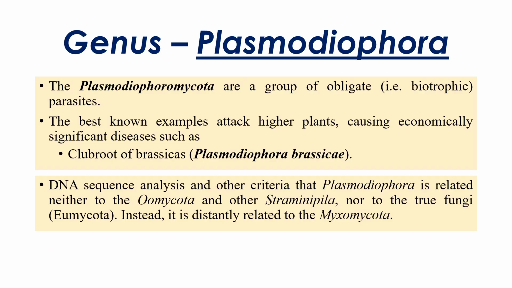The first one is Plasmodiophora. Plasmodiophora is a group of obligate parasites known to attack higher plants. The best example is clubroot of cabbage, which is caused by Plasmodiophora brassicae. In DNA analysis, Plasmodiophora is not that closely related to Mycota and Straminipila, but it is more closely related to the Myxomycota group of fungi. Later, Myxomycota was divided into divisions.